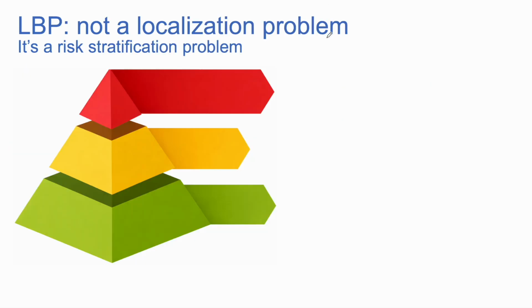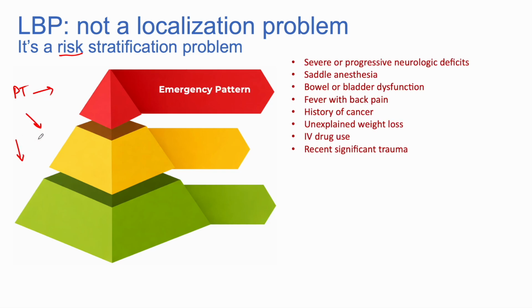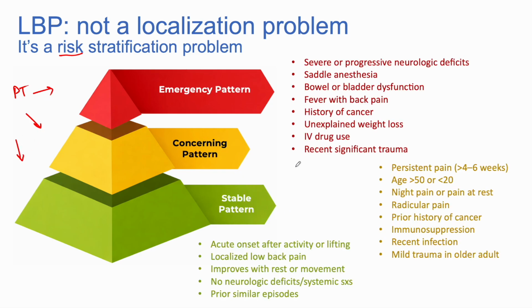Low back pain is not so much a localization problem as it is a risk stratification problem. So we want to figure out if the patient fits into more of an emergent pattern, more of a concerning pattern, or they have a stable pattern. I've provided some criteria here to help you determine which of those fits best.